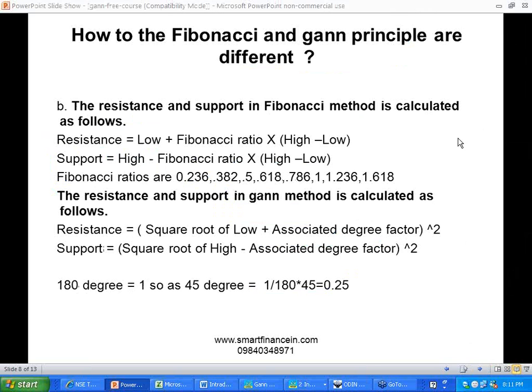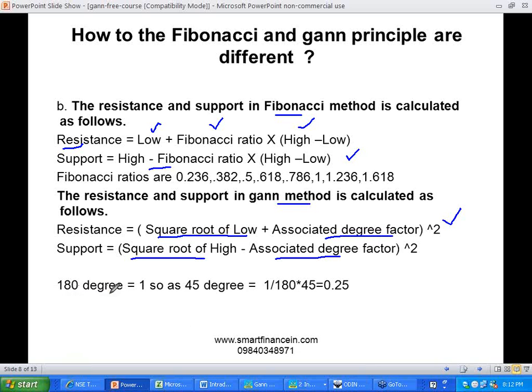The calculation of resistance and support also differs. Resistance as per the Fibonacci principle is calculated as low plus the Fibonacci ratio, whether it is 0.382, 0.236 or 0.618, multiplied by the high and low difference. Supports will be high minus the Fibonacci ratio multiplied by the high minus low. However, in Gann's method, resistance is taken as the square root of low plus the associated degree factor, the entire thing squared. Supports will be calculated as the square root of high minus the associated degree factor, squared.